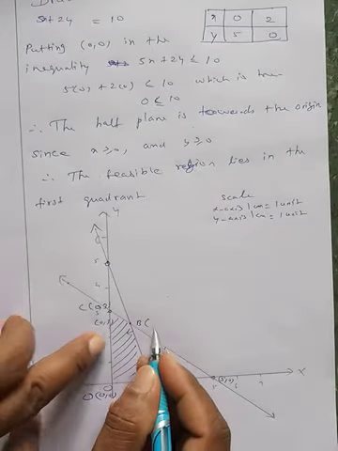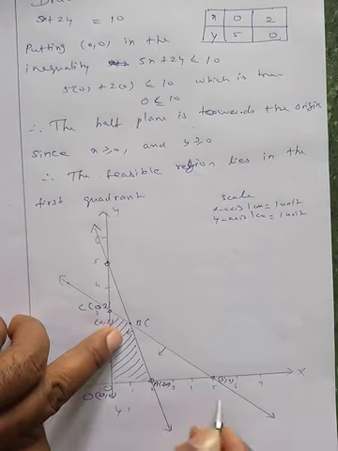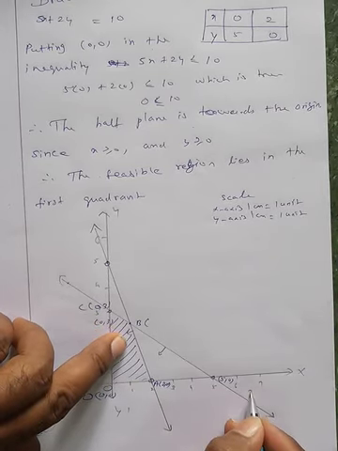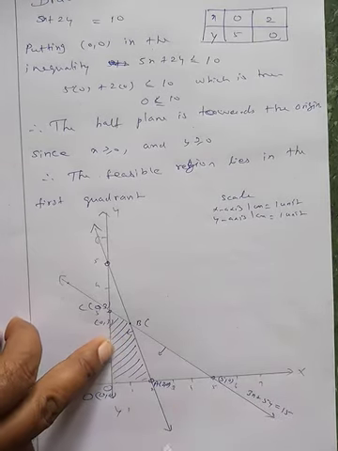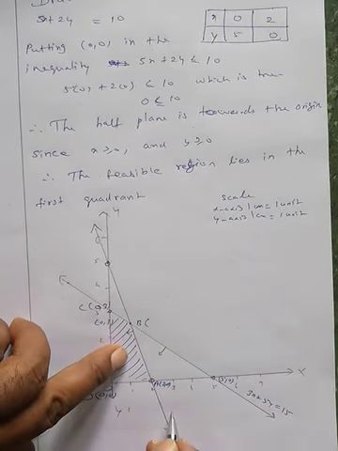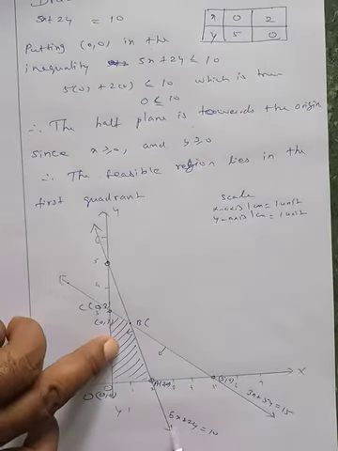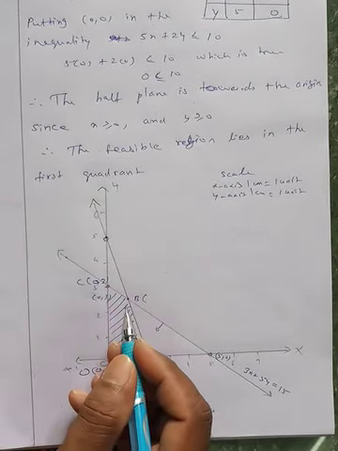Now find the point B. B is the point of intersection of the lines. The name of this line is 3x plus 5y equal to 15, and the name of this line is 5x plus 2y equal to 10. So solving these two equations, we get the point of intersection of the lines, the point B.